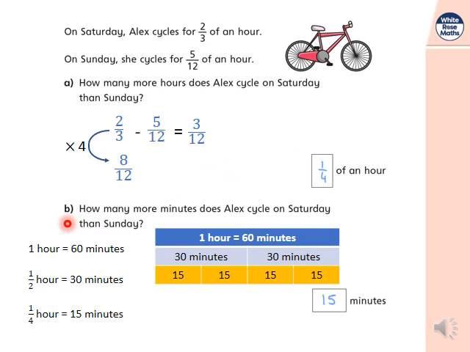Then it says for part B, how many more minutes does Alex cycle on Saturday than Sunday? And if it is a quarter of an hour, what would that be in minutes? And we can see here with our bar model, 1 whole hour is 60 minutes. So half an hour would be 30 minutes, and then a quarter of an hour would be 15 minutes. Well done if you managed to do that one.